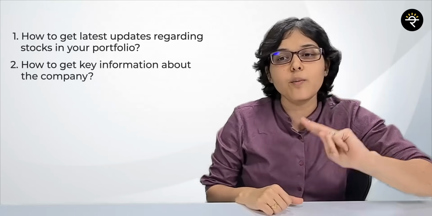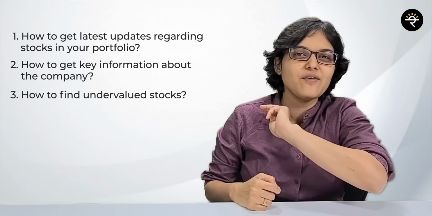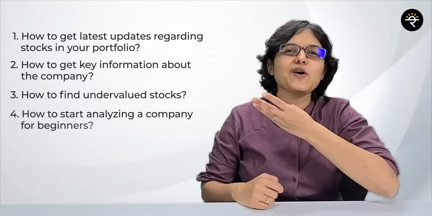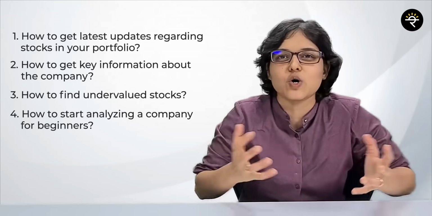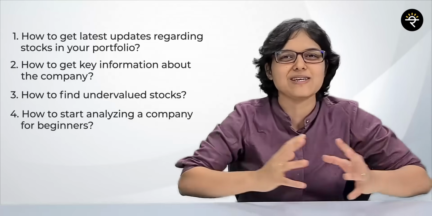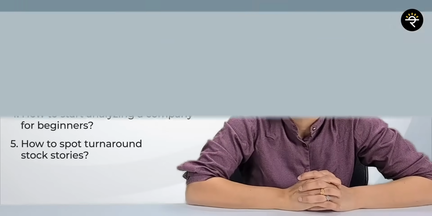But what are the 5 key points that we are going to discuss in today's video? Number 1, how can you get latest updates about the stocks which are there in your portfolio. Number 2, how to get key information about the company. Number 3, how to pick up undervalued stocks. We are also going to talk about how to start analyzing stocks for a beginner, and very important and one of the most interesting points, how to find turnaround stock stories.